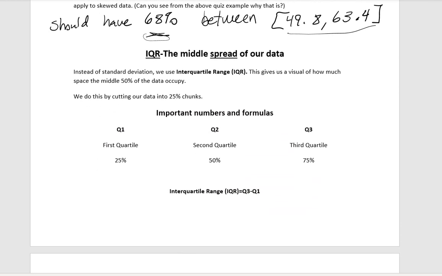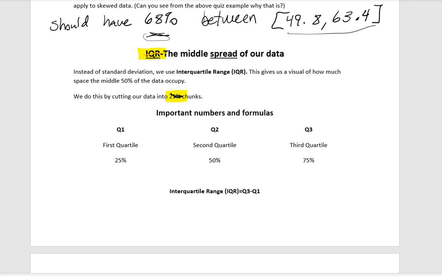What we use instead to talk about the spread of our data, instead of the standard deviation, is something called the IQR, aka the interquartile range. Okay, so when we're using the interquartile range, what we're going to do is take our data and cut it up into 25% chunks. Okay, I'm trying to highlight, but I'm accidentally crossing things out.